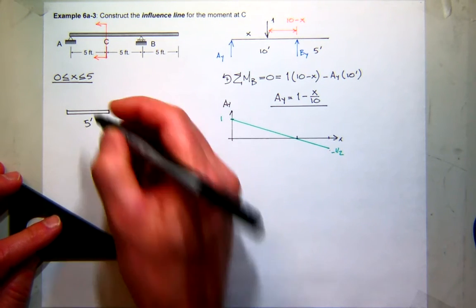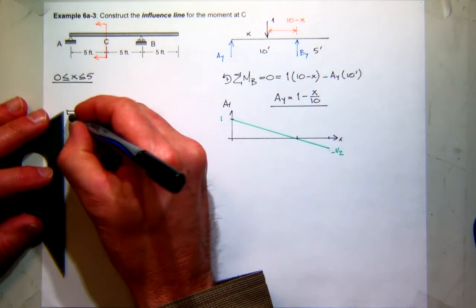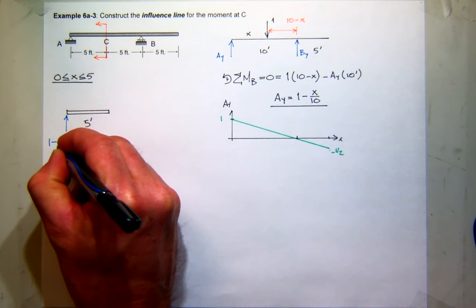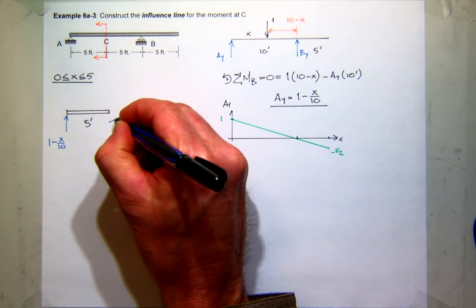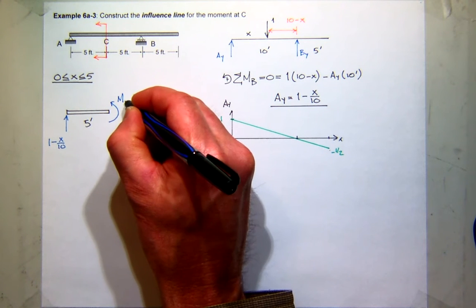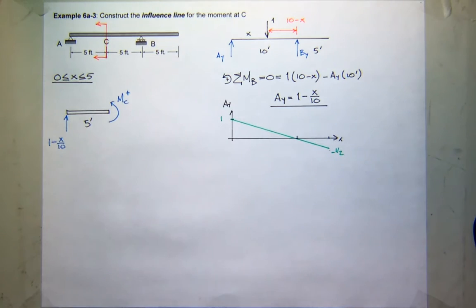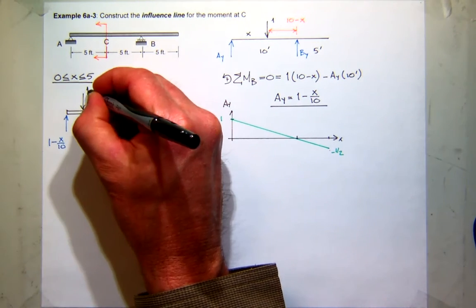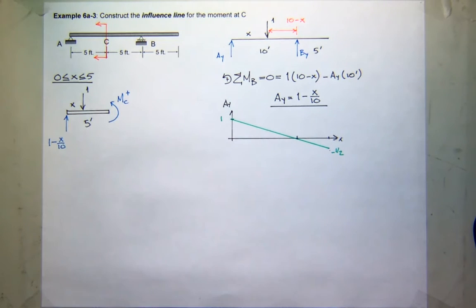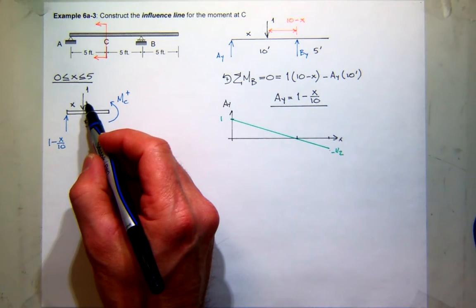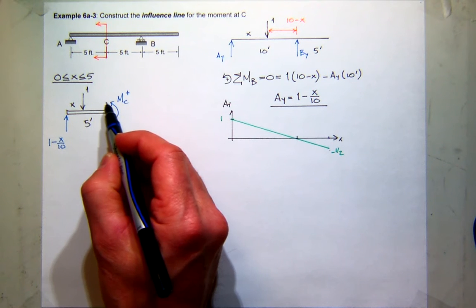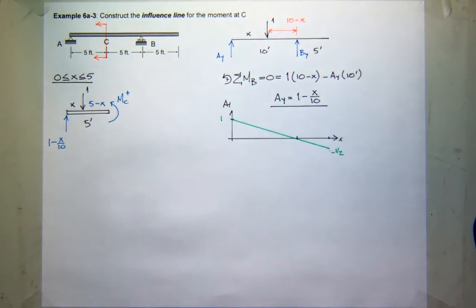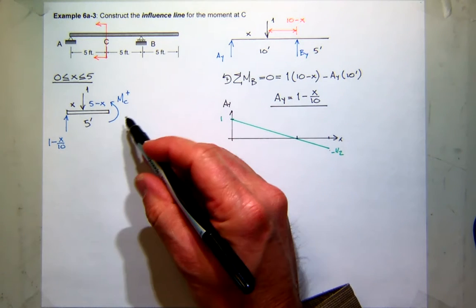I have 5 feet. I have my reaction at A, which I've solved as 1 minus X over 10. I have my bending moment at C. That's the positive bending moment. Here's my unit load at some distance X from the left side. So what's the distance of the unit load from the cut? 5 minus x. So now I have all the pieces I need to find the internal moment at C.